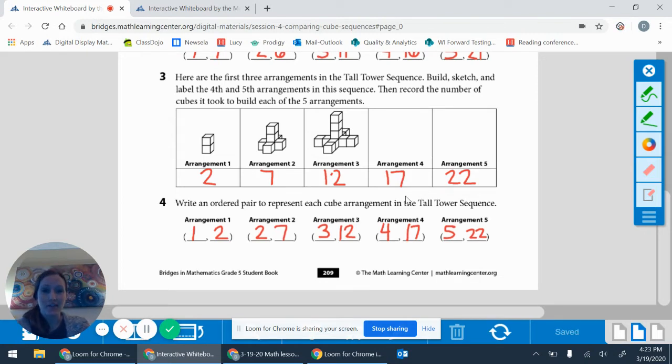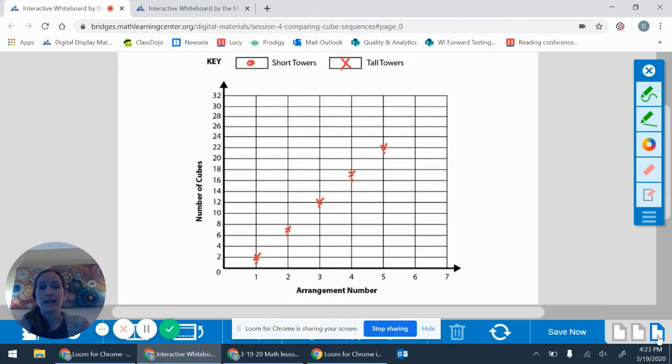Let's check out how that graph looked. So you're going to turn your attention to the next page, 210, and the graph that you made of those points of the ordered pairs. Now, again, we just want to think about what did we notice? We used the dot for our short towers, like Miss Araya told us to, and the X's for the tall towers. So I'm going to first look at my short towers here, the dots. One thing I noticed is that they're in a straight line, so they went up every single time.